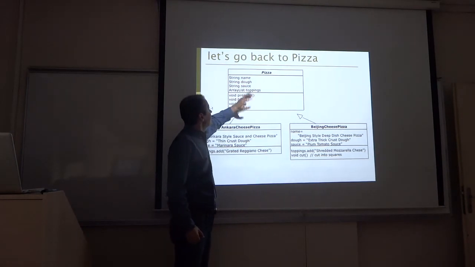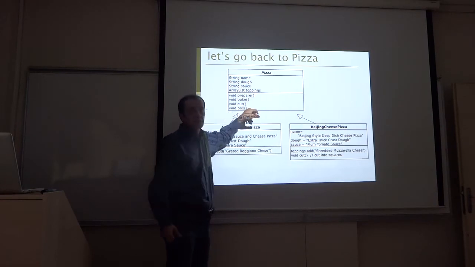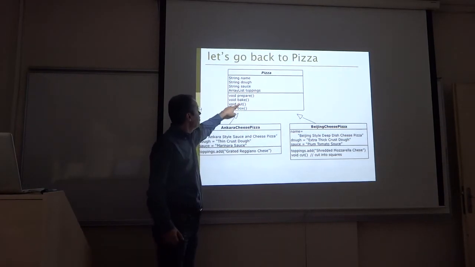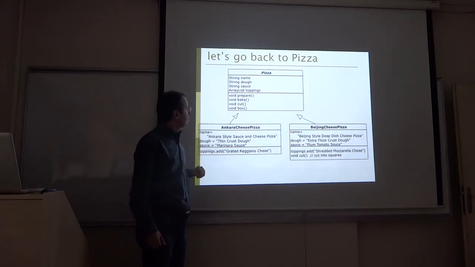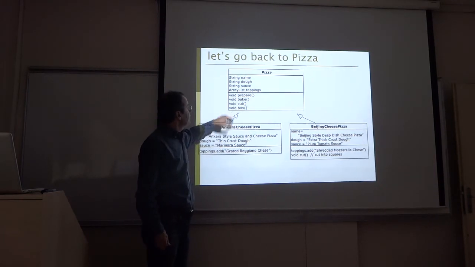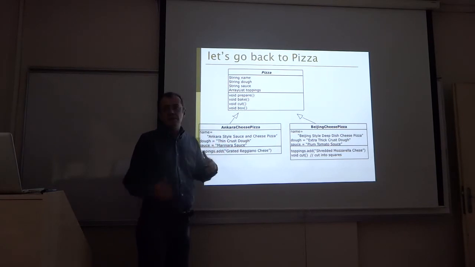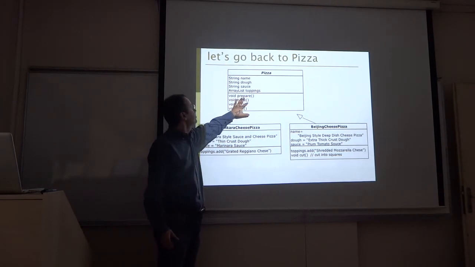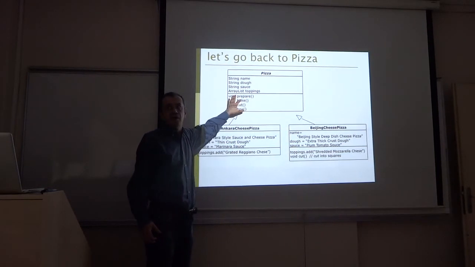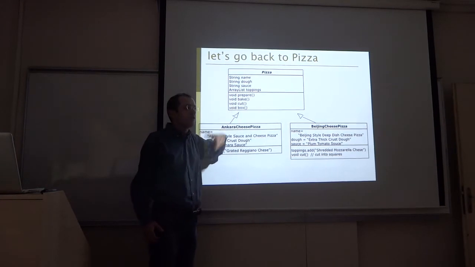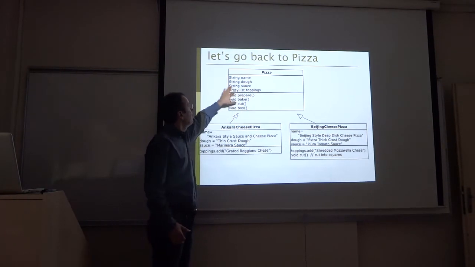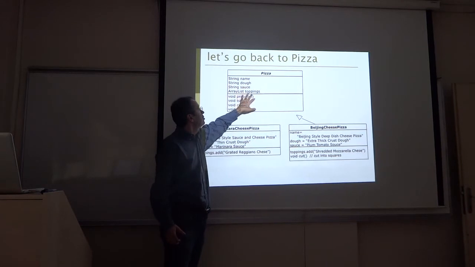Okay, maybe it has a name. Of course, it has a name. There is a dough, there is a sauce, and there are some toppings on it. So I prepare, bake, cut, and box it. Baking, cutting, and boxing is the same everywhere, but what is different is the preparation of it. How I prepare it is different from Beijing to Ankara or other places. And also the dough, the sauce, the toppings are different.